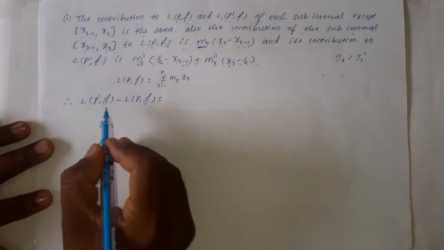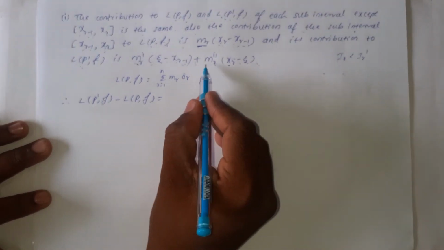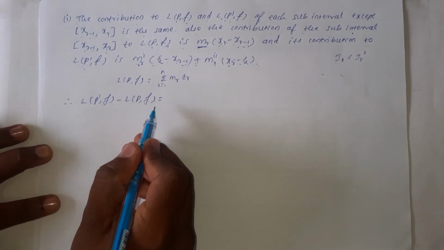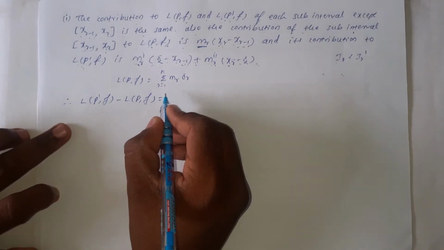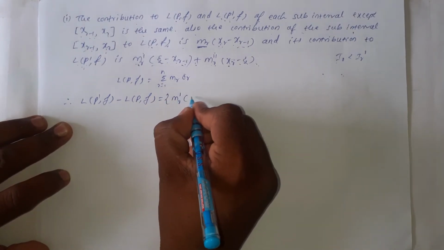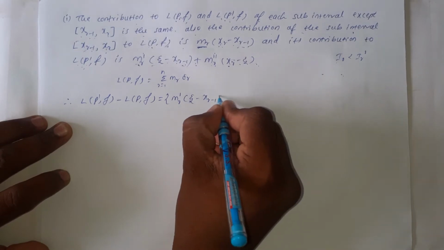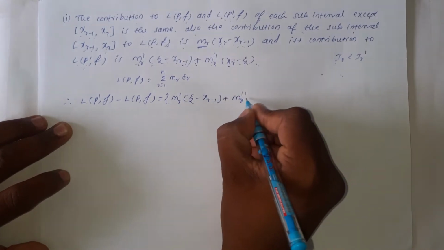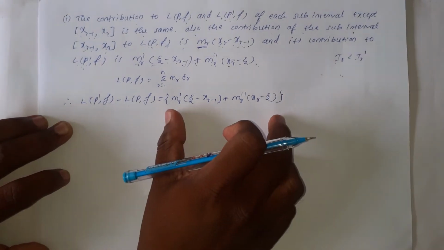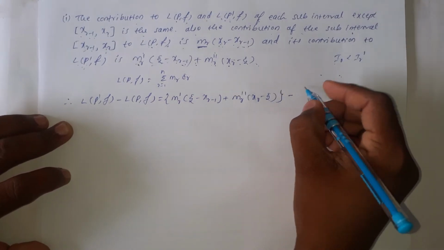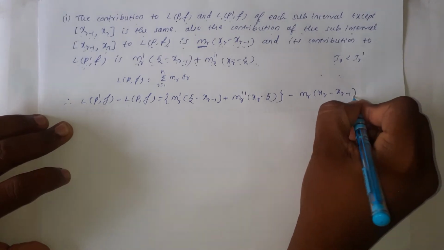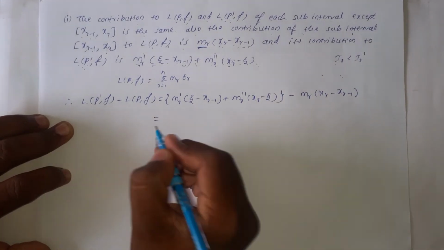Now consider the difference of the lower Riemann sums in two distinct partitions, that is L(P', f) minus L(P, f). So here L(P', f) is equal to m_r' into (xi minus x_{r-1}) plus m_r'' into (x_r minus xi). So therefore, L(P', f) minus L(P, f) is m_r into (x_r minus x_{r-1}).